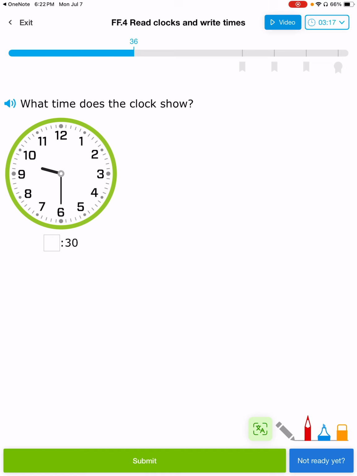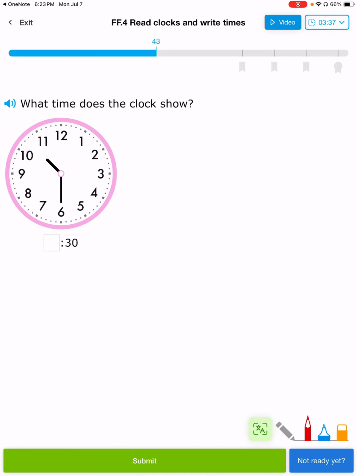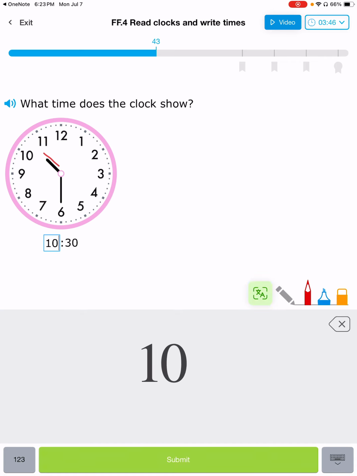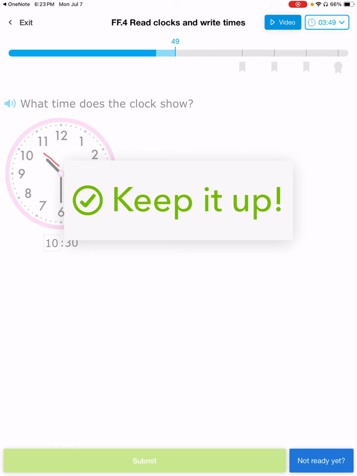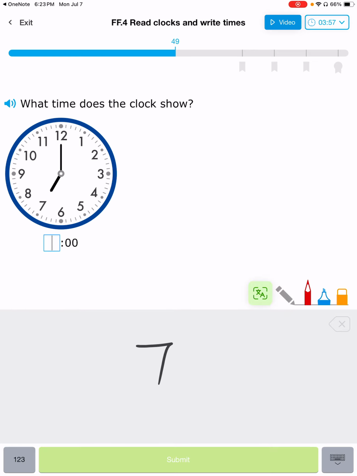What time does the clock show? Again, my shorthand is between the 9 and the 10 on the way to 10. That means it's past 9. It is 9:30. What time does the clock show? The shorthand shows it's past 10. So the time is 10:30. What time does the clock show? It is 7 o'clock.